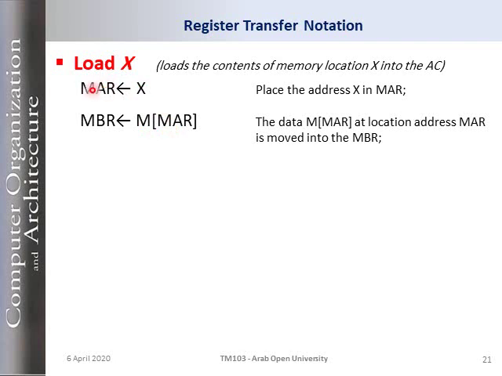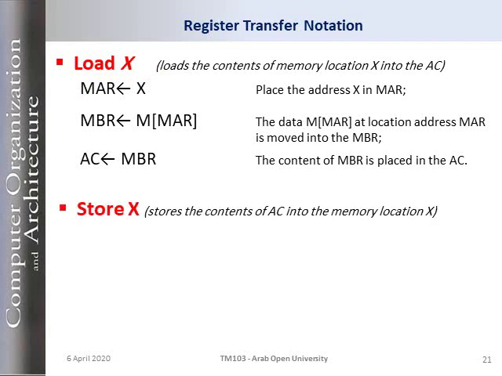We put it in the memory address register. So the address stored in the memory address register will go to the memory to get the data, and then we move this data to the memory buffer register. From the memory buffer register, we will move the data, the content, to the accumulator register. And now we have fulfilled the load X instruction.